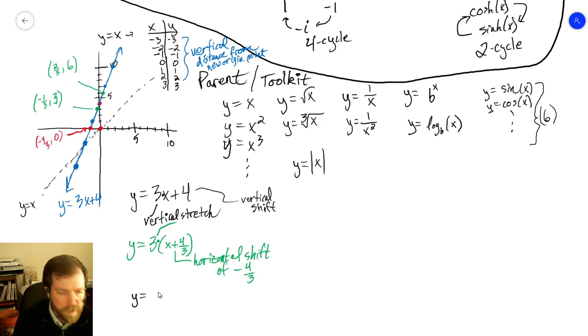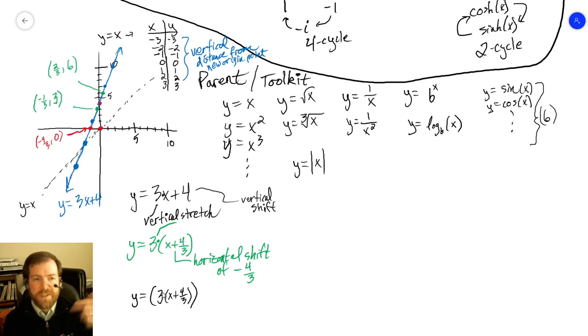I could even say that this could be y equals parentheses 3 times x plus 4/3 like this. Now, the outer parentheses don't technically do anything, but it is a note-keeping way to say, well, wait, what if this 3 was a multiplier on the inside of the function instead of on the outside of the function? Well, that is going to cause the horizontal direction. You're going to effectively be looking 3 times further for a particular x value's corresponding value in the parent function, and then bringing that value back.